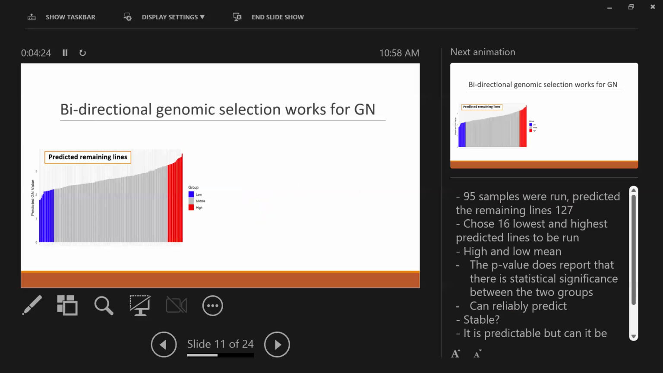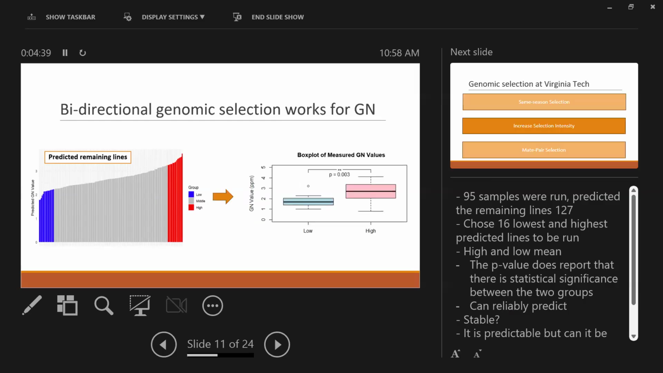And so from there, we did a bidirectional genomic selection on it. We took the 16 lowest predicted lines and the 16 highest predicted lines, randomized them together, and got them quantified, and the lows were lows and the highs were highs. And it was statistically significant. So we are able to predict for them. And at this point, we actually do have some families in our program that have entered year 1 trials this year, which is exciting to say the least.